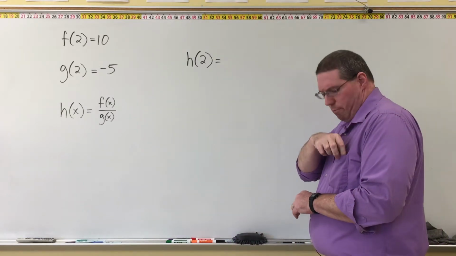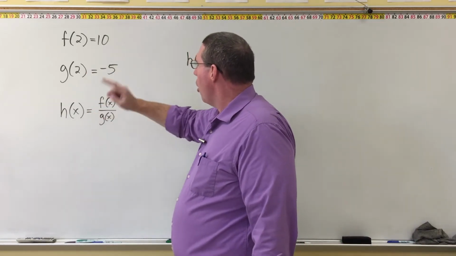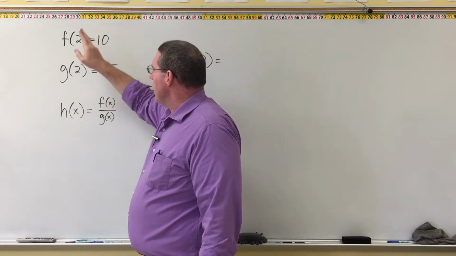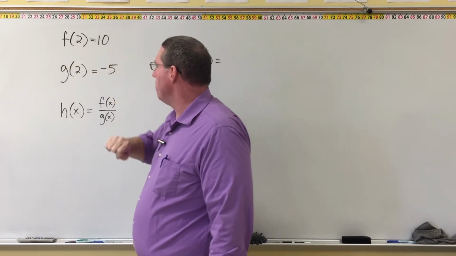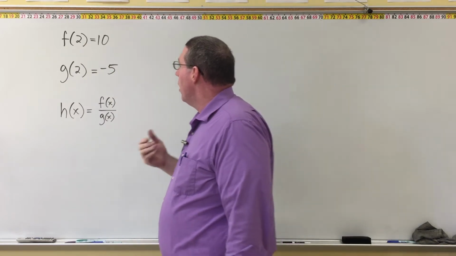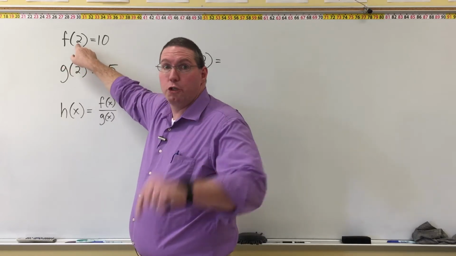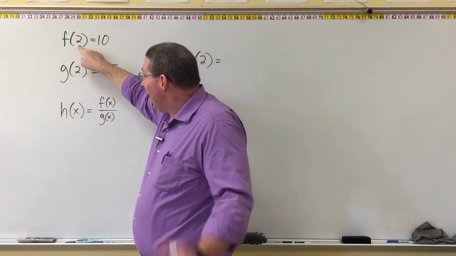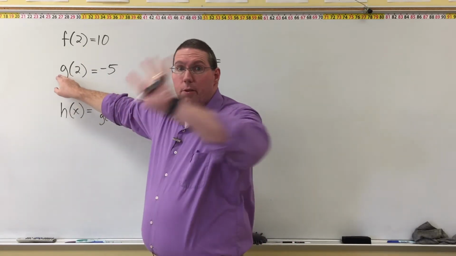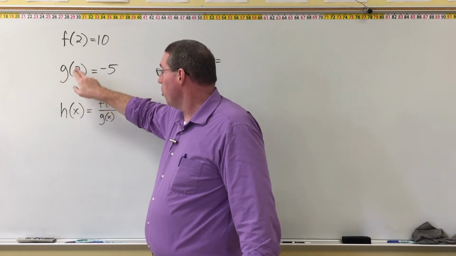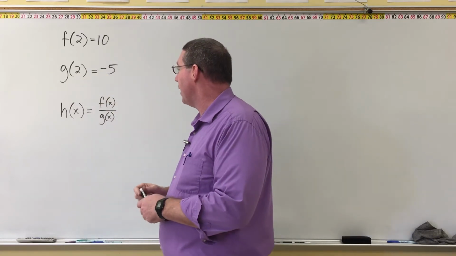All right, so the idea with numerical examples is you're not told what the function is. All you're told is the input that you're putting in and the output of that function if you put that number in. So f of x is some function where if you were to plug a 2 in for x, the output would be 10. G of x is a completely different function where if you were to plug a 2 into g of x, the output would be -5.